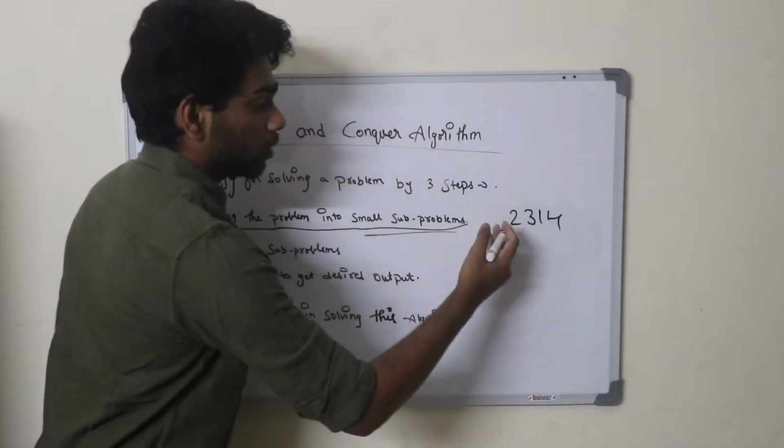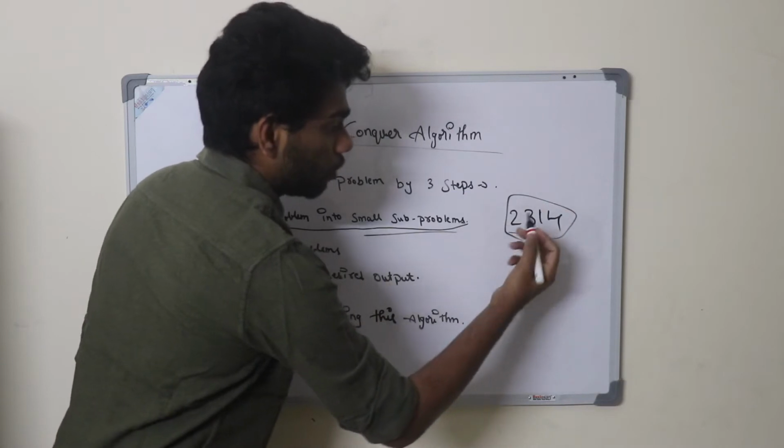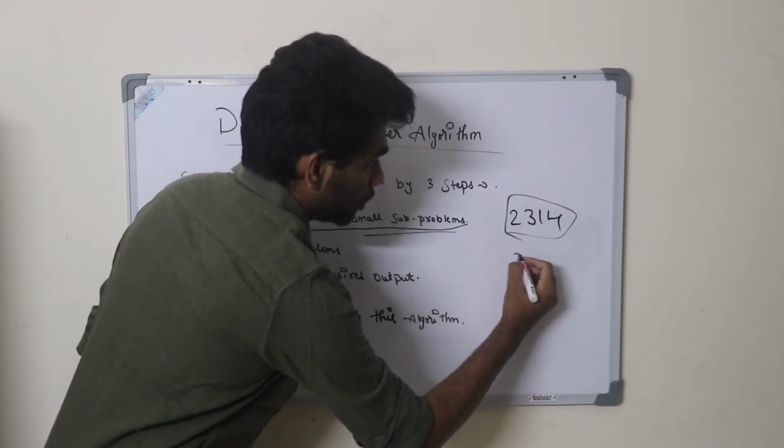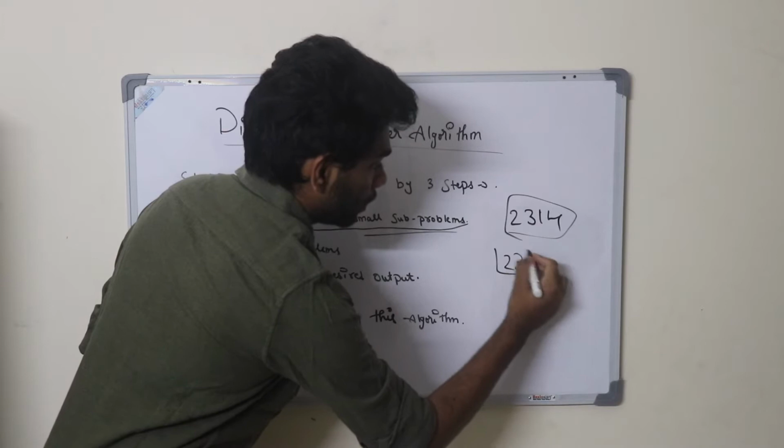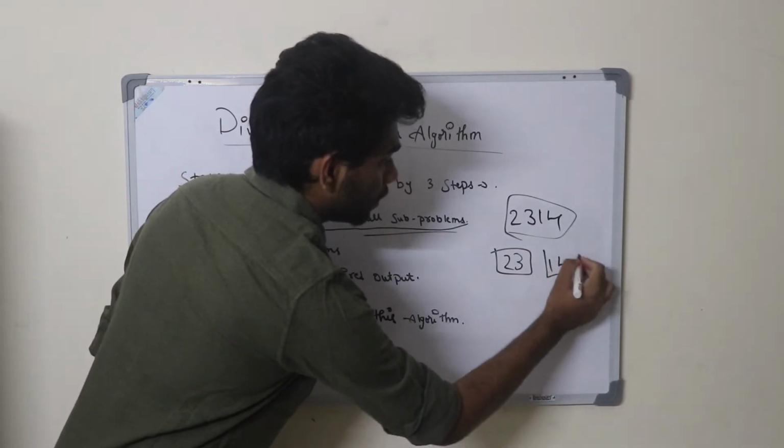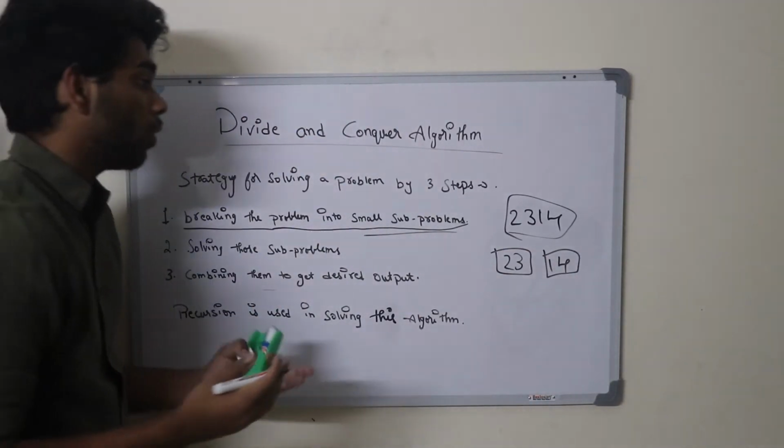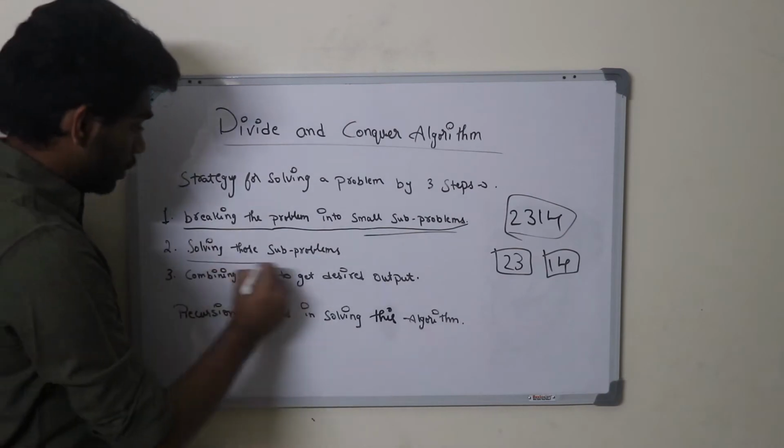It consists of 4 numbers, so let's break it into 2 parts. 2, 3 is one part. 1, 4 is another part. Okay, so we successfully got 2 parts. Now we solve those sub-problems.